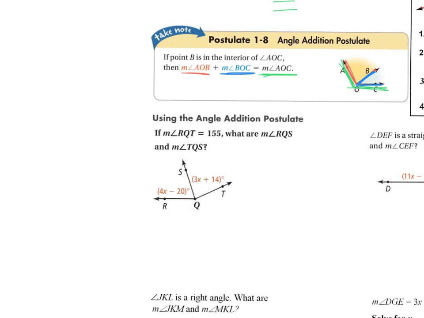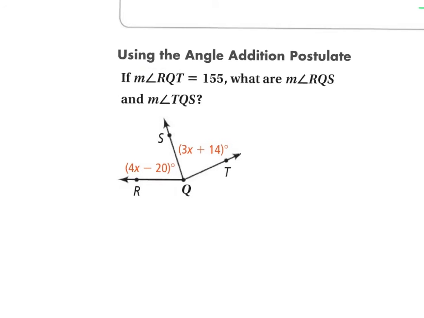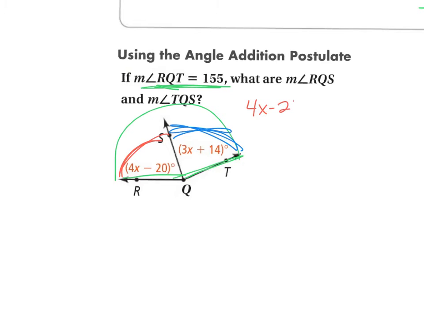Okay, now let's do this one. If the measure of RQT, so RQT would be the whole amount, is this, what are the measures of RQS and TQS? So if that's the whole amount, well, this plus this would have to equal that whole green amount. So let's go ahead and write that out. We have 4x minus 20 plus that blue amount, so plus 3x plus 14. All of that is going to equal the whole amount in green, which is 155.